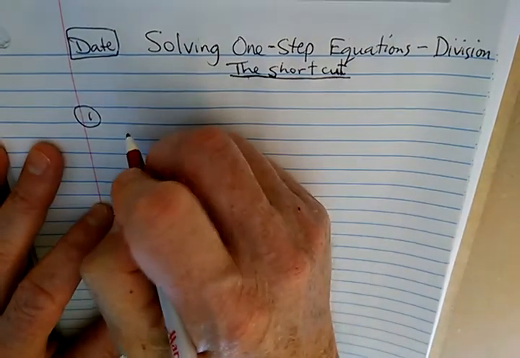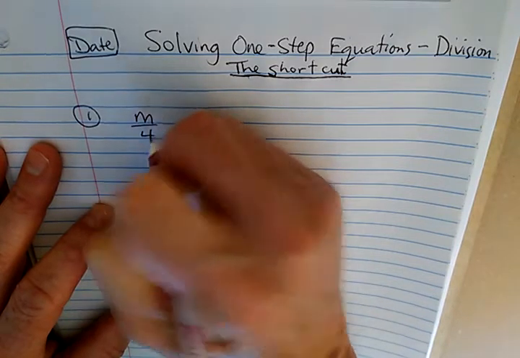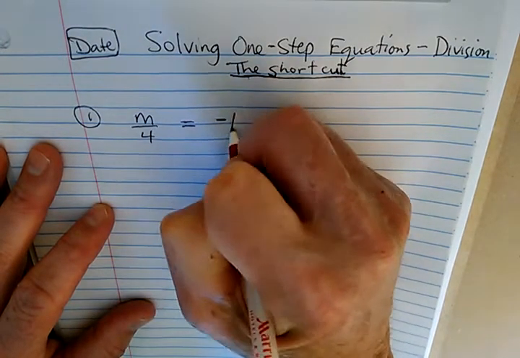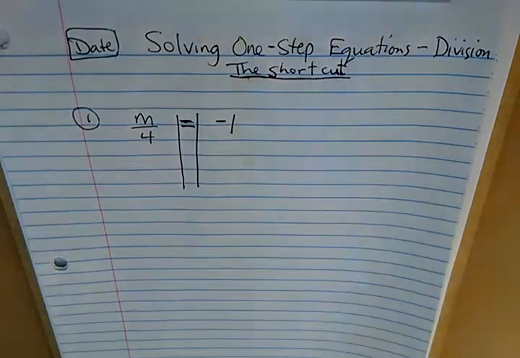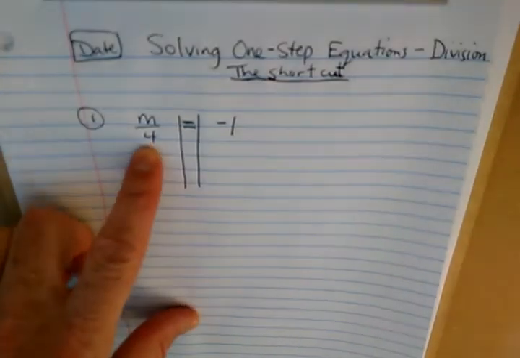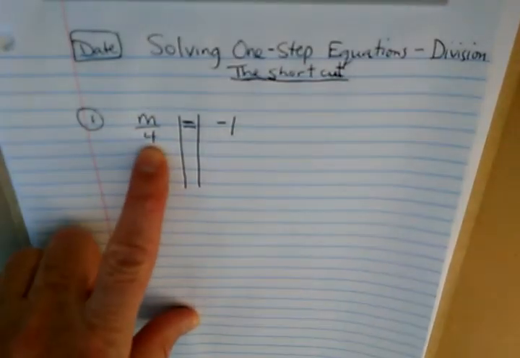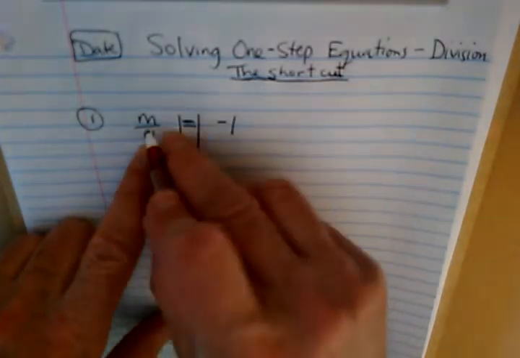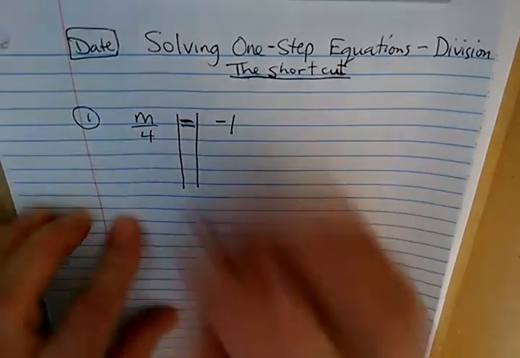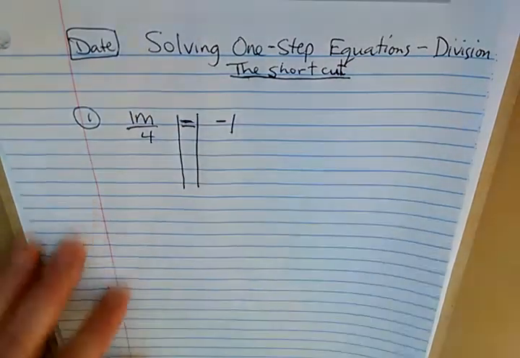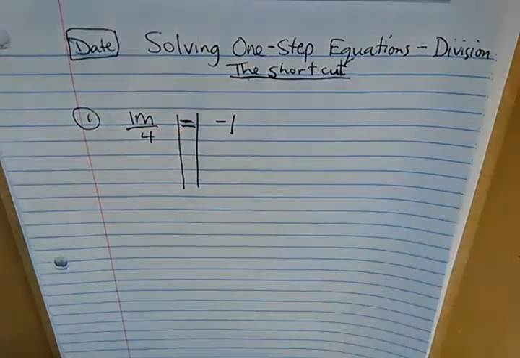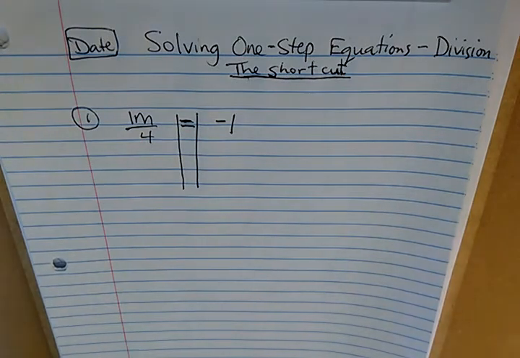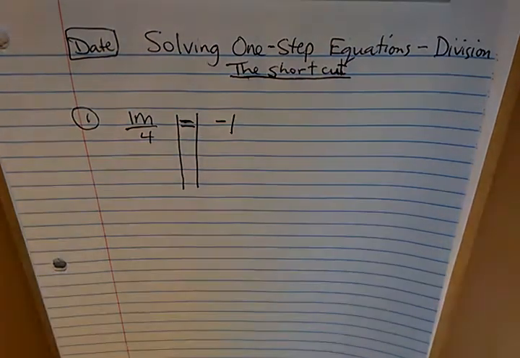Number 1, first problem, m divided by 4 equals -1. We're going to draw the train tracks. In my other video, I explained that we need to put a 1 in front of the m so that we have our fraction 1/4 m. And then we need to multiply by the reciprocal. We need to flip that fraction over and multiply by 4/1. We're not going to do that long version. What I'm going to do is just show you the shortcut in this video.